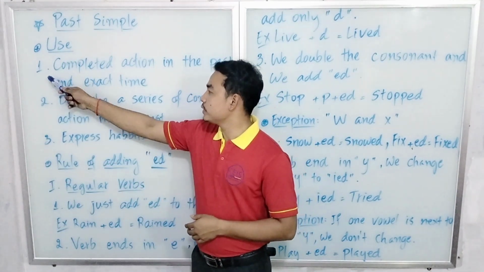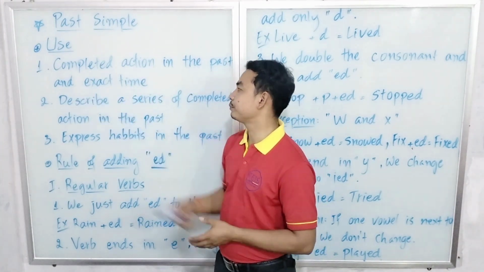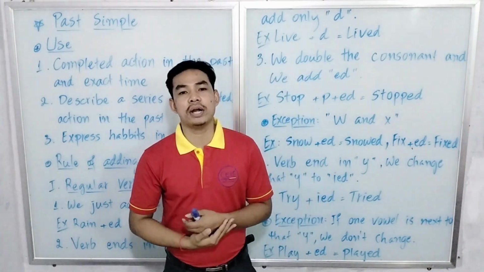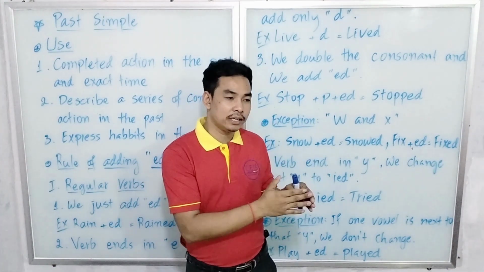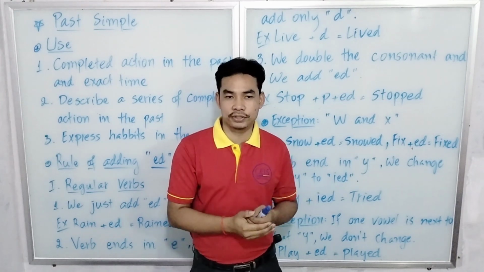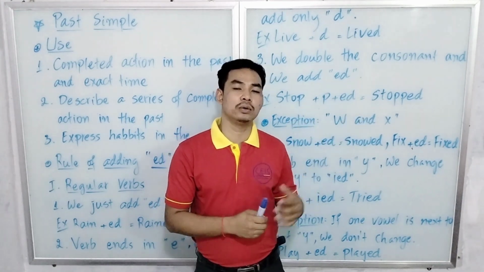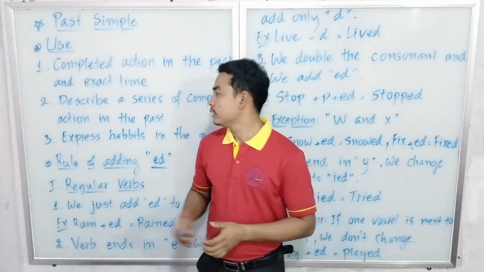Use. First, completed actions in the past with an exact time. Here we refer to an activity that happened in the past and finished in the past. And we know exactly the time expressions, like yesterday, last month, or one week ago, something like that.